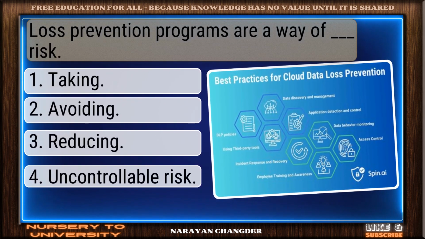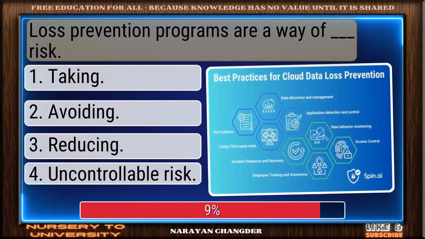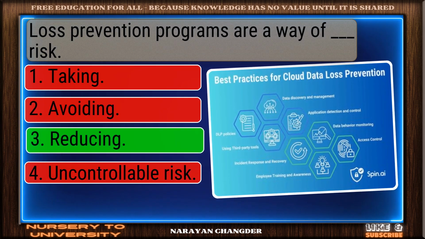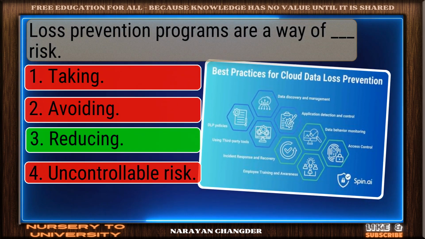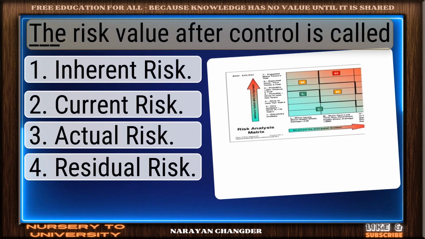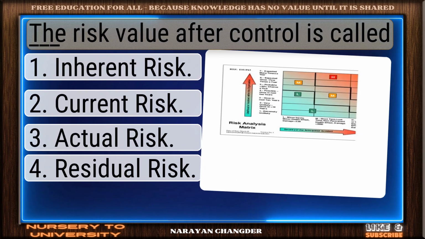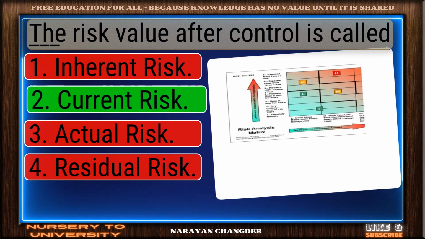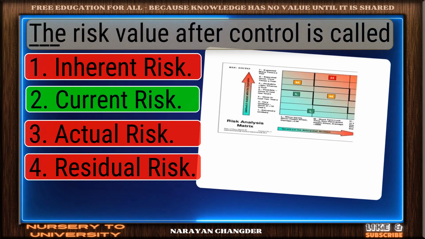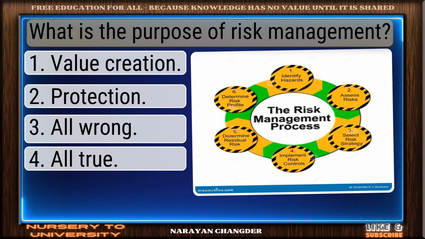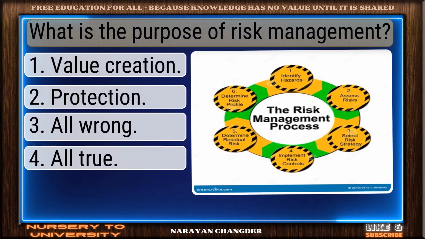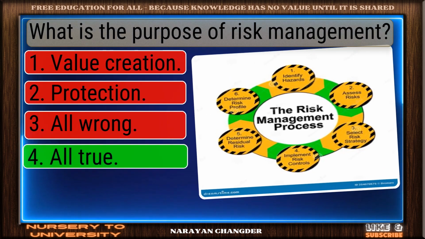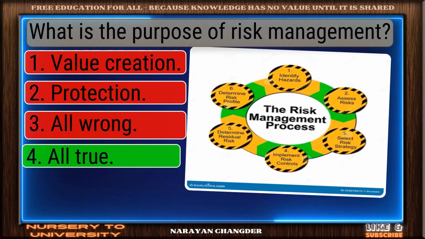Loss prevention programs are a way of dash risk. Good job. Your answer reducing works well here. The risk value after control is called dash. Exactly. Current risk makes sense, and it is the right choice. What is the purpose of risk management? Right again. All true is a valid answer.